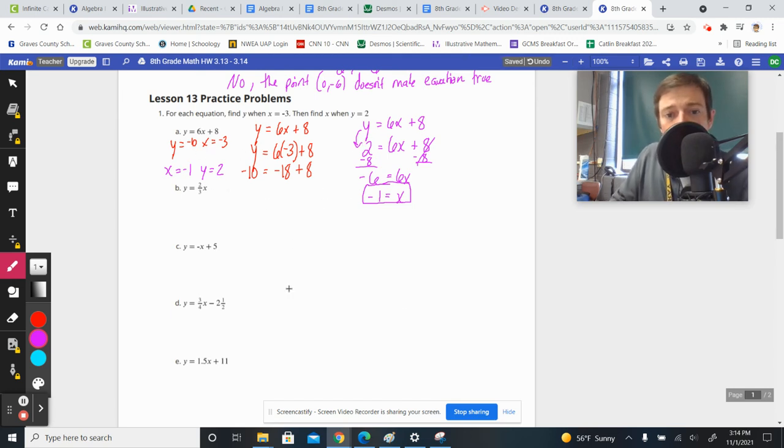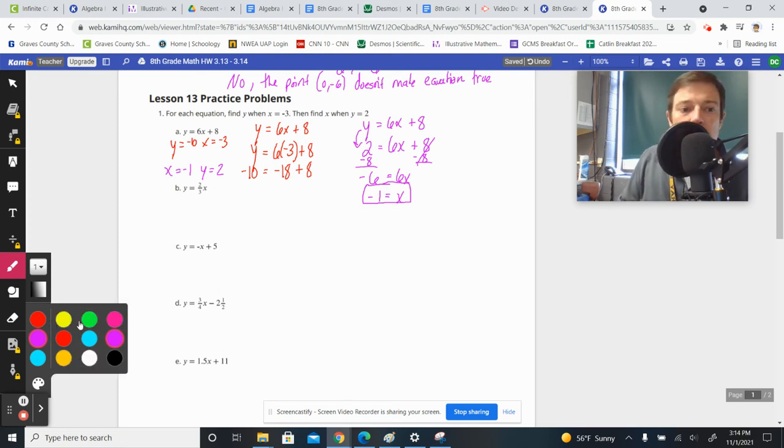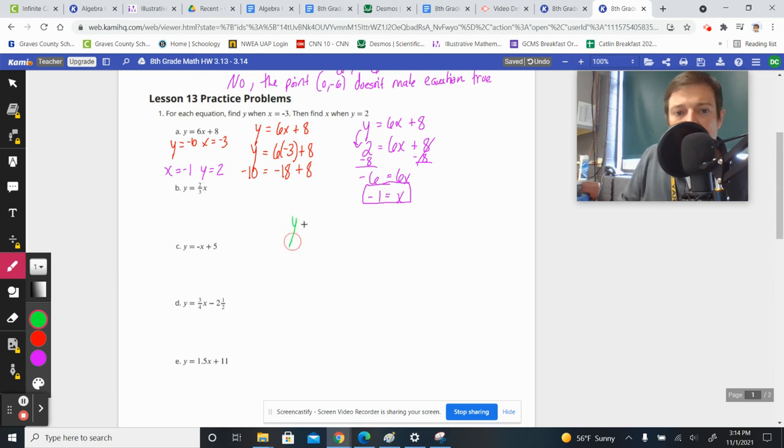I'm going to do one more with you over here, and then the rest I'll leave up to you to do for C, D, and E. Okay? So let's do y equals 2/3 x. And remember that we're going to do this for x being -3 and for y being 2. So on the left side over here, we're going to find y when x is equal to -3.